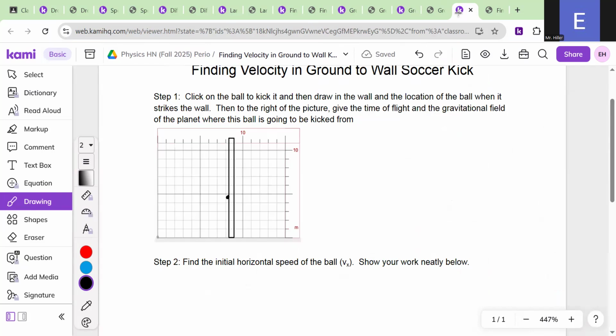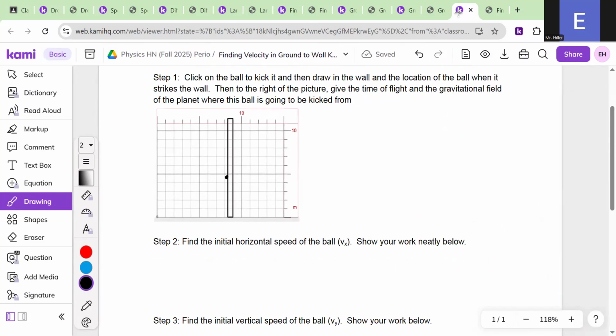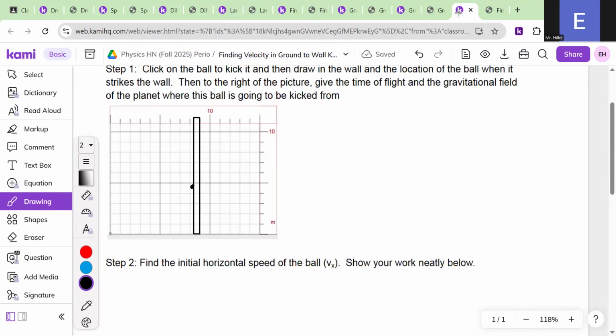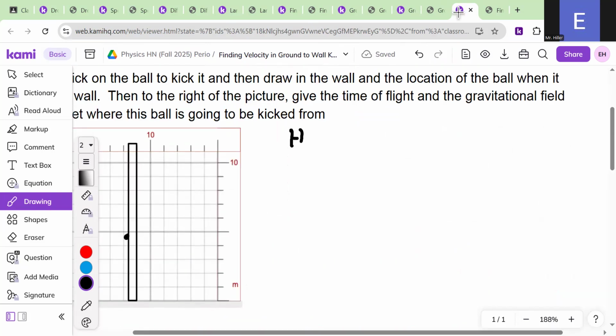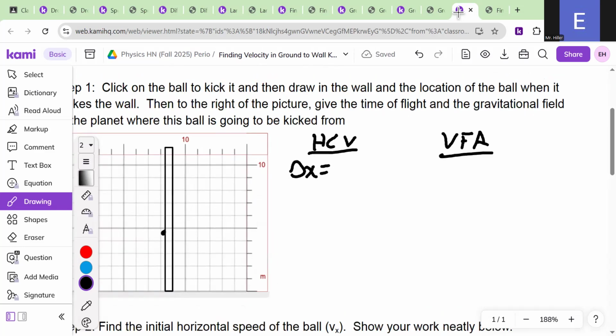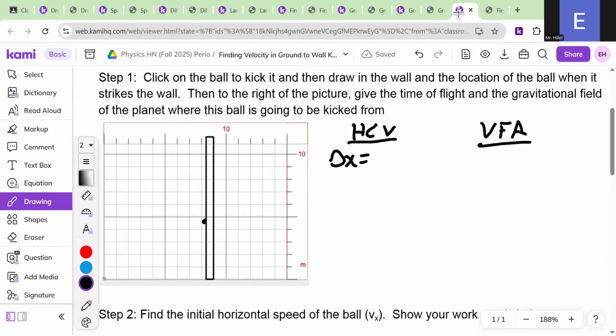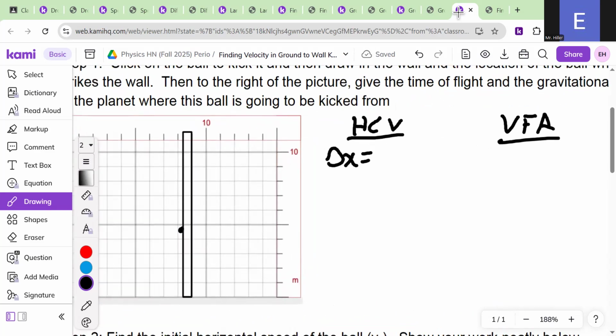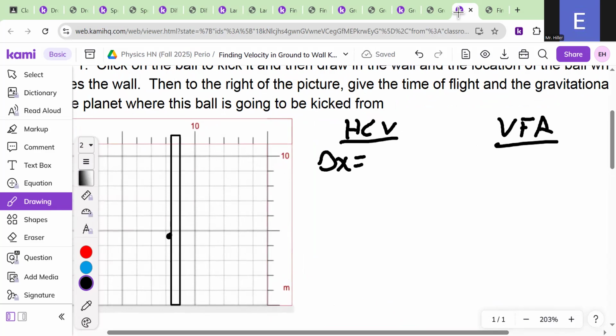Okay, so from there, what I'm going to do is list my stuff. So horizontal constant velocity, vertical free fall acceleration. So my delta x, I know it. My delta x is going to be how close that wall is to the soccer ball. So maybe 8.3 perhaps. Okay, so from that, I got to find v naught x. I don't know what that is.